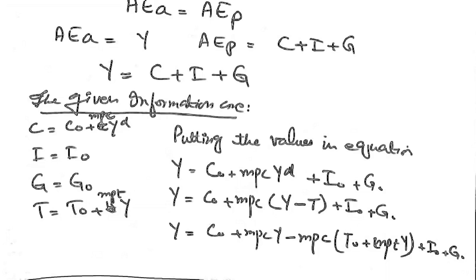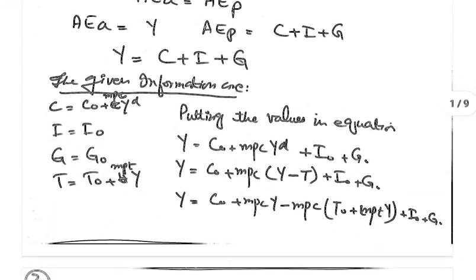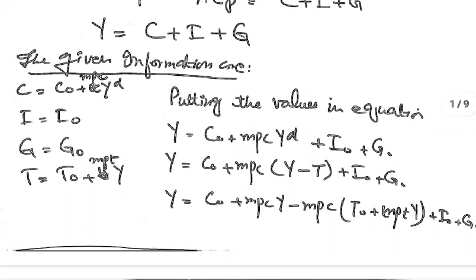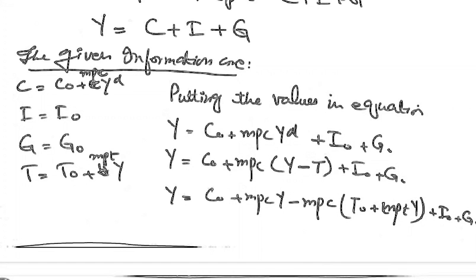Now putting the values of these functions into our national income equilibrium equation, we put the value of C, the value of I and G, and the national income formula becomes Y is equal to C naught plus MPC into YD plus I naught plus G naught. In the next step, we put the value of YD in the equation. The equation becomes Y is equal to C naught plus MPC into (Y minus T) plus I naught plus G naught. Now again we will put the value of T in the equation, where the value of T is T naught plus tY.